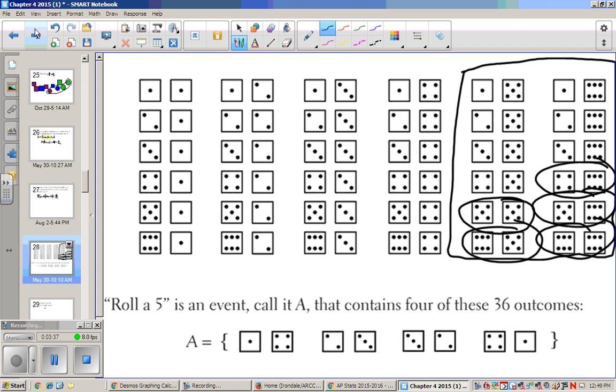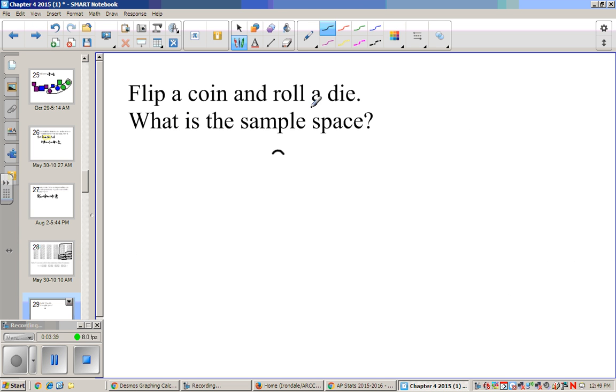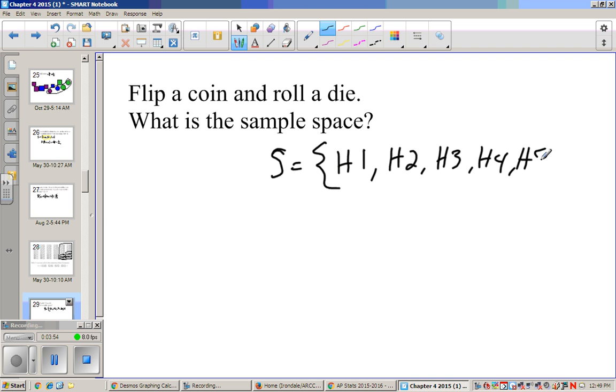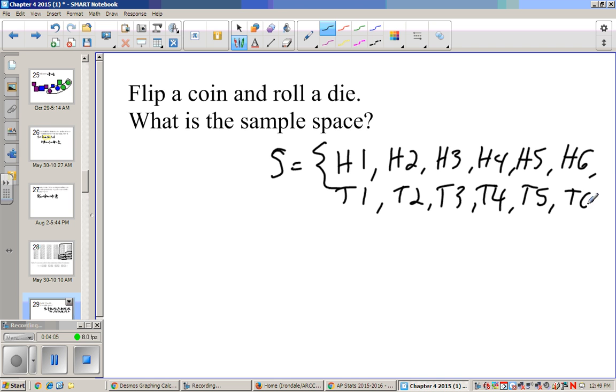Let's try another one. Now if we flip a coin and roll a die, what is the sample space? Our sample space, we could either get heads and a 1, heads and a 2, heads and a 3, heads and a 4, heads and a 5, heads and a 6, or we could get tails and a 1, tails and a 2, tails and a 3, and so on. So that's our sample space.